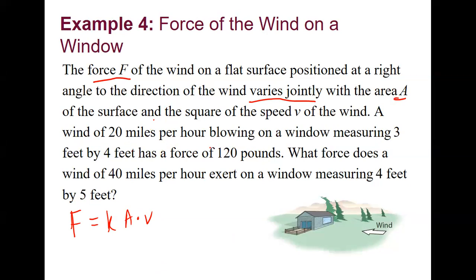All right. So then it tells me, now it's going to give me some information. A wind of 20 miles per hour blowing on a window measuring 3 feet by 4 feet has a force of 120 pounds. So I know my velocity is 20, right? The area is going to equal 3 times 4 because it's a 3 by 4. So that is 12. And I know that the force equals 120. Do I have enough information to solve for my constant? I do. So go ahead, solve for the constant. Check it.